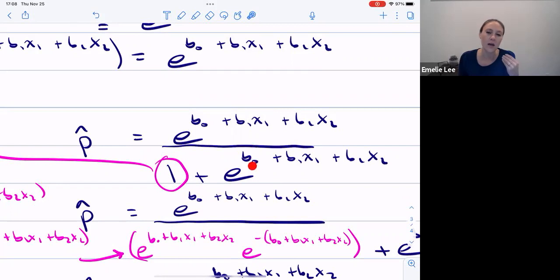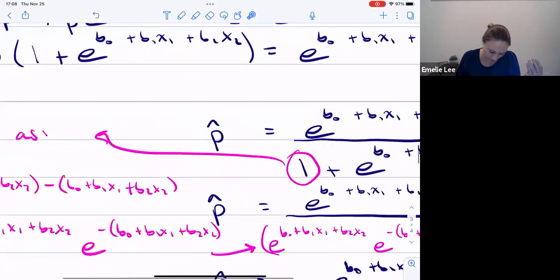And so to get away from doing that, what we do is we factor out a version, e to the b0 plus b1 x1 plus b2 x2, we factor it out of 1. Now, remember, e to the power of 0 is 1. So as long as I make sure that I have a power of 0 total, then I can rewrite this 1 as e to the power of something.